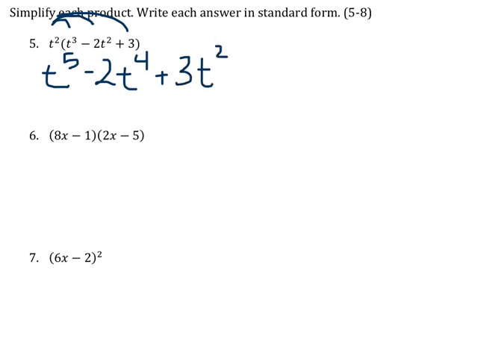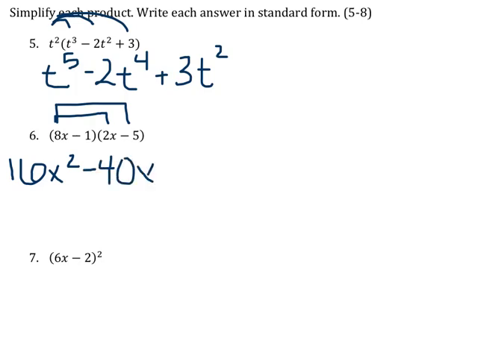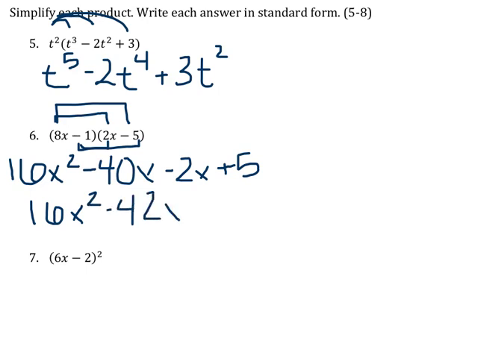Number 6, we have binomials, so we're going to have to FOIL. We have 16x squared. 8x times negative 5 is negative 40x. Negative 1 times 2x is negative 2x. And negative 1 times negative 5 is a positive 5. So our final answer is 16x squared minus 42x plus 5.